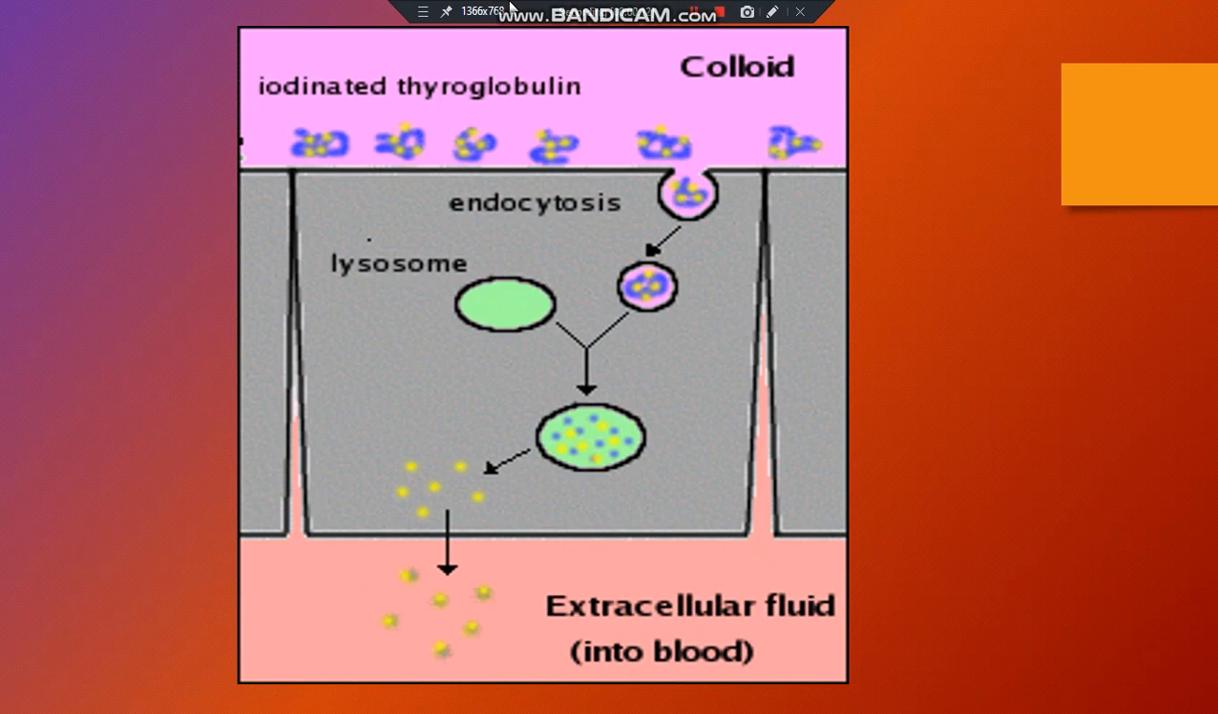You're looking here to what happens. The iodinated thyroglobulin is taken by endocytosis into the follicular cells. Now this sort of vacuole or granule combines with the lysosome. The degrading enzymes come and cause the degradation of the iodinated thyroglobulin into T3 and T4, which are released here to the extracellular fluid in the blood.